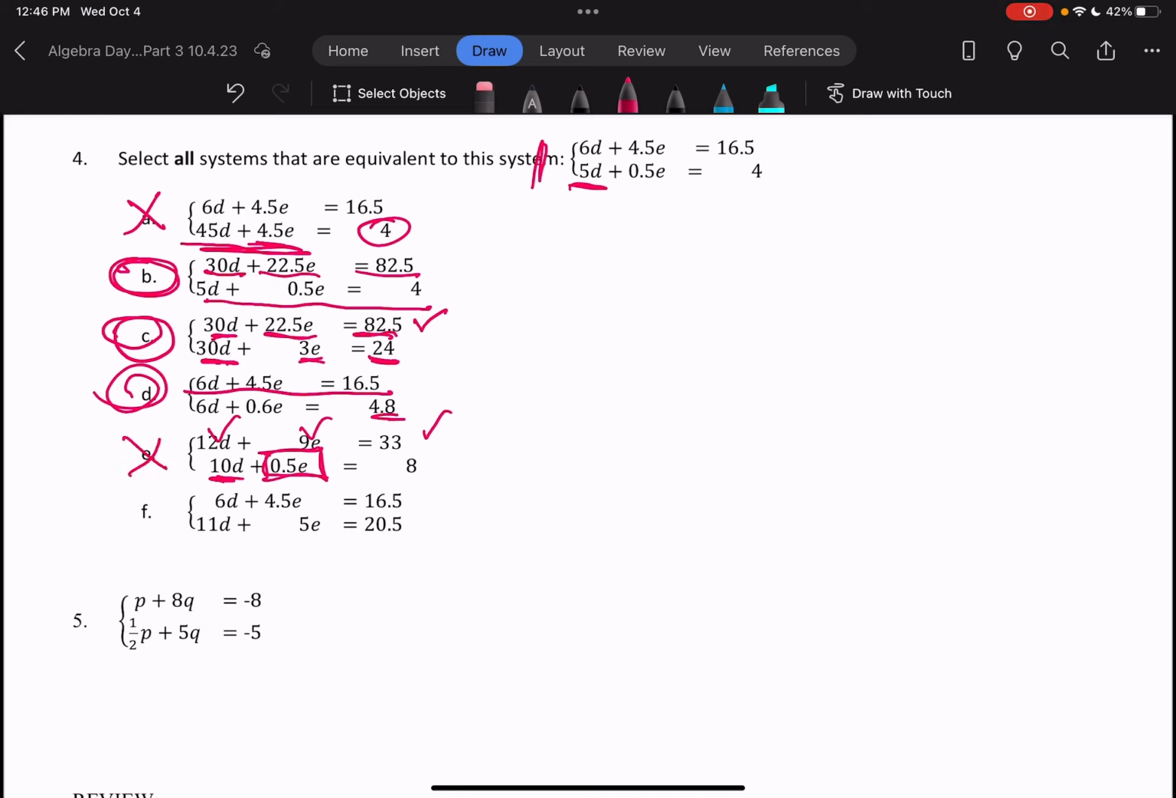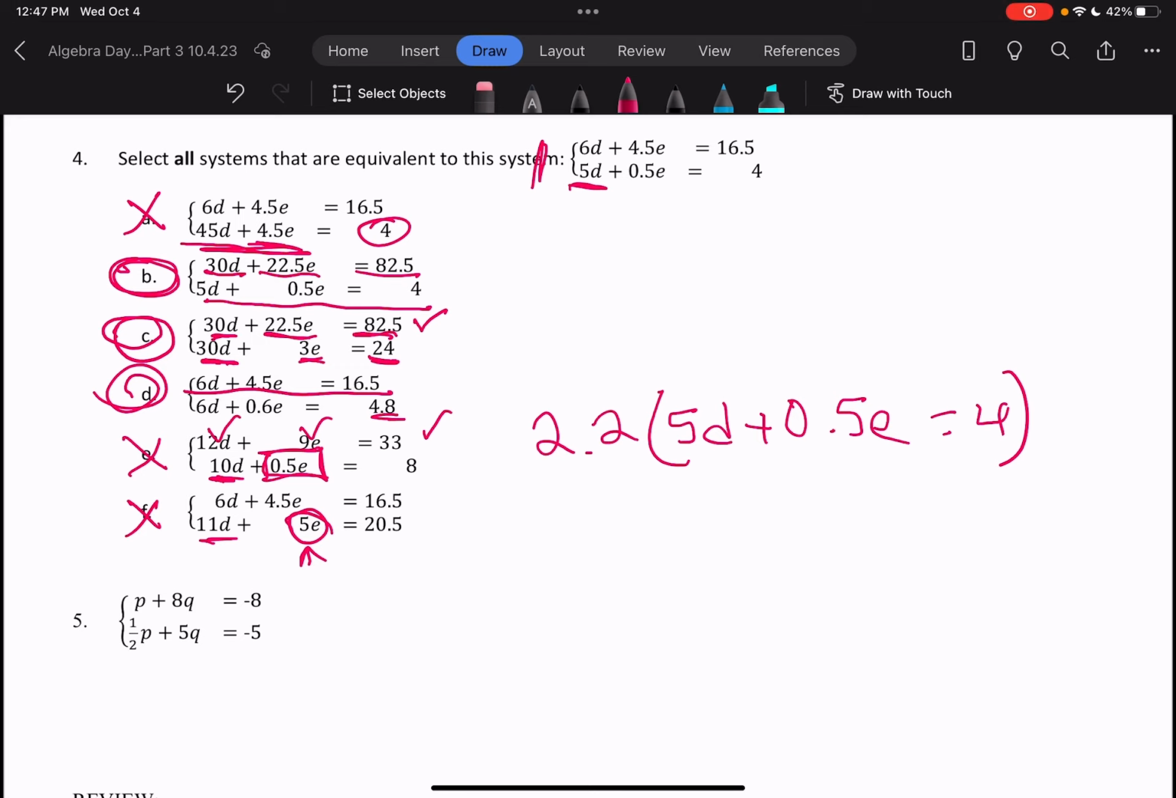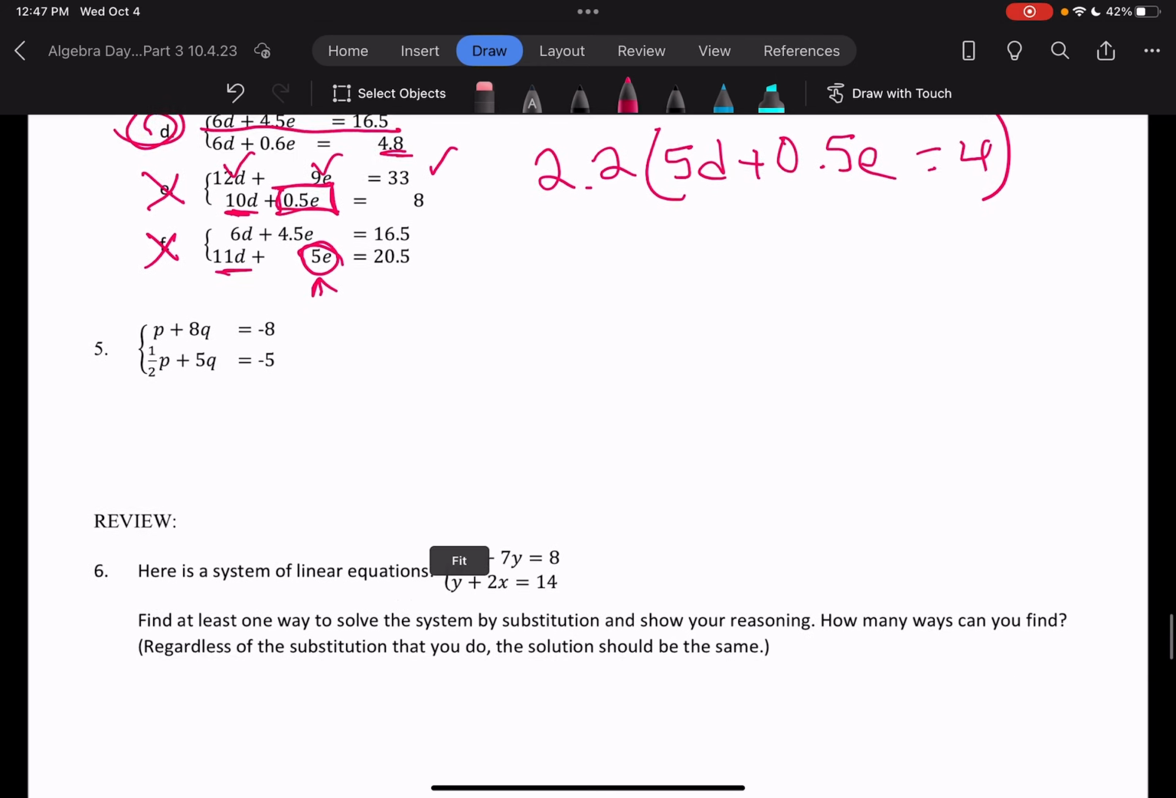Letter F, first equation is the same. Second equation, they multiplied to get from 5 to 11. So they multiplied by 2.2. 2.2 times 5D plus 0.5E equals 4. If we multiply 2.2 times 0.5, we get 1.1, not 5E. So this is what is wrong here. That is not true. All right. Number 5, we need to solve this system of equations.